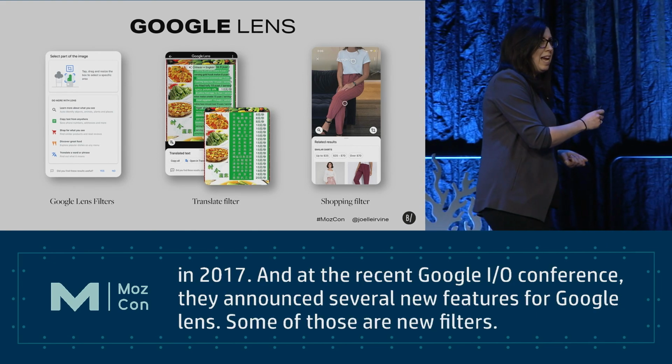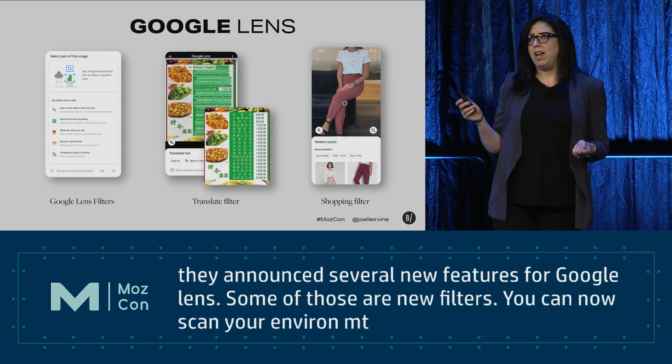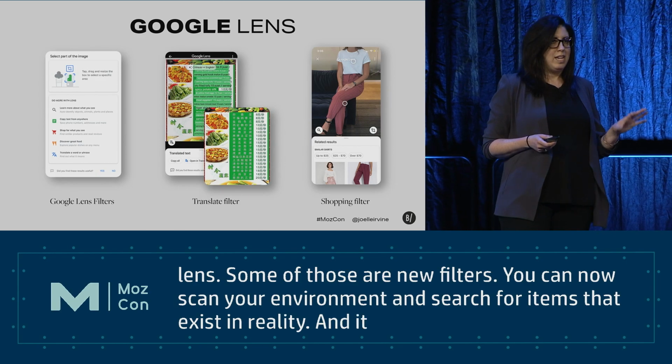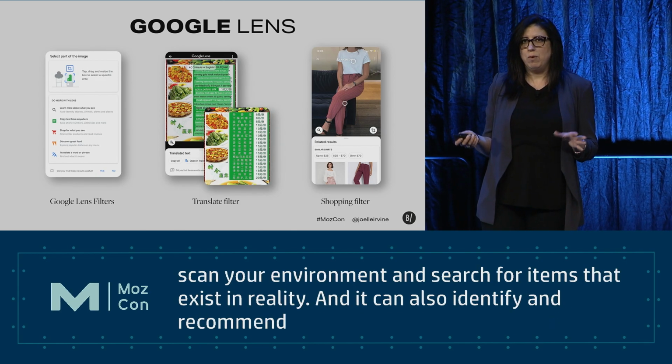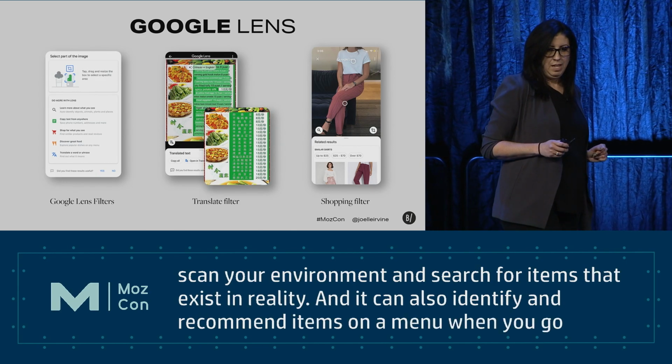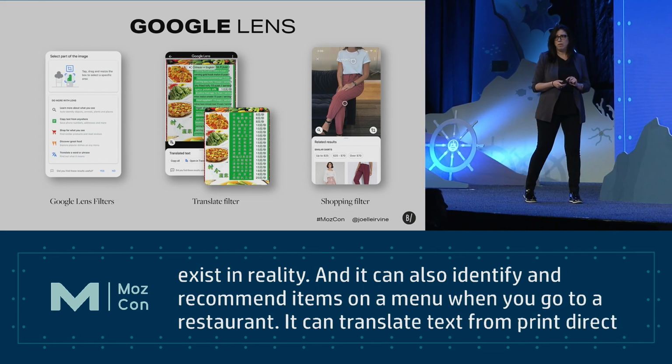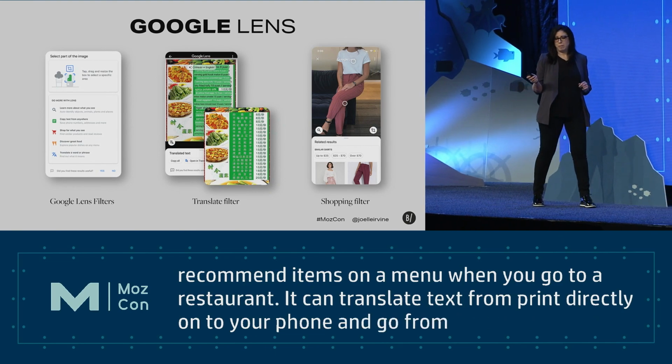You can now scan your environment and search for items that exist in reality. And it can also identify and recommend items on a menu when you go to a restaurant. It can translate text from print directly onto your phone and go from text to speech.